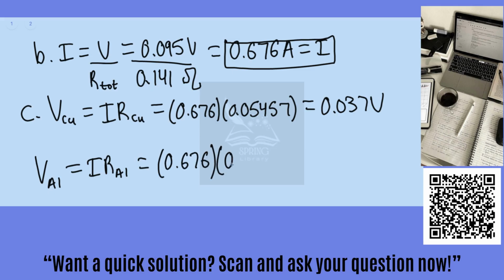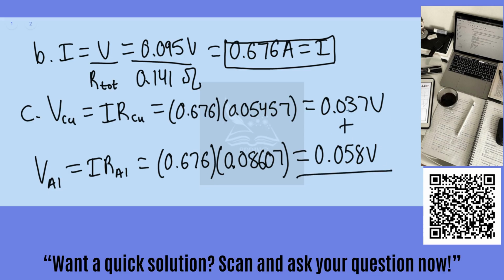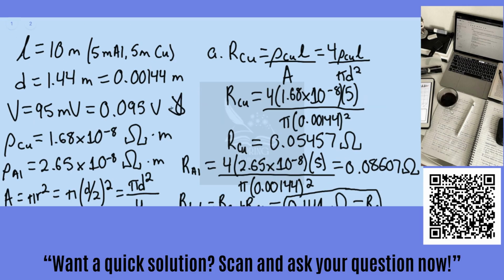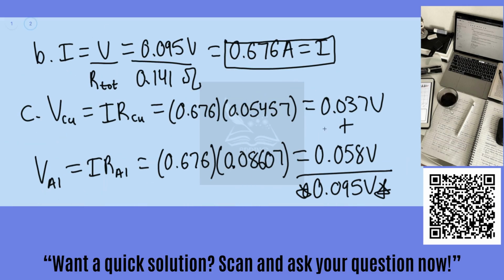This will equal 0.676 times 0.08607, and this will equal 0.058 volts. Now, mind you that this plus this is going to equal 0.095 volts, which is the same amount as what we got in the beginning right here. So we know that we are correct. So these will be our answers for part C.